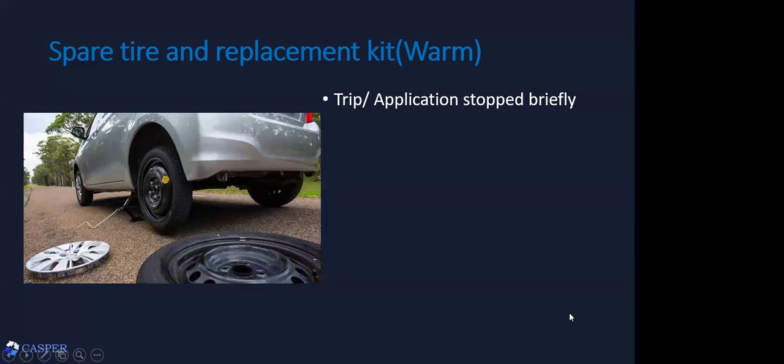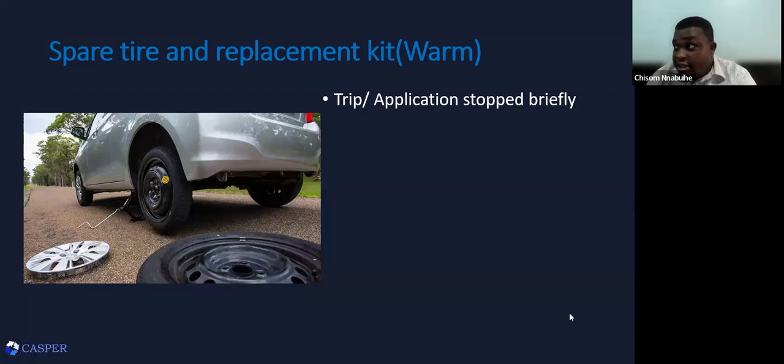Okay. So in this case, you have a spare tire and replacement kit. You have the ability to recover from the incident. So you can stop the car, replace the tire yourself, and continue your journey as it were. The only difference in this case is, yes, the application still went down, which might be acceptable or might not be acceptable in some cases.